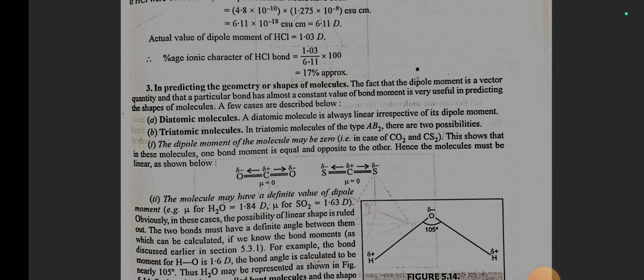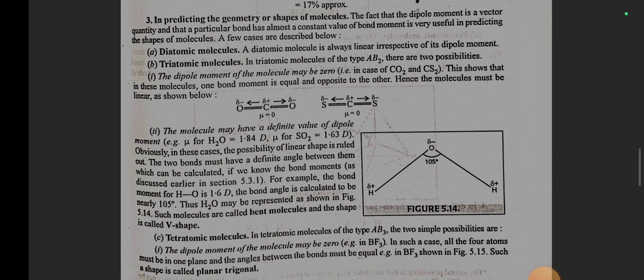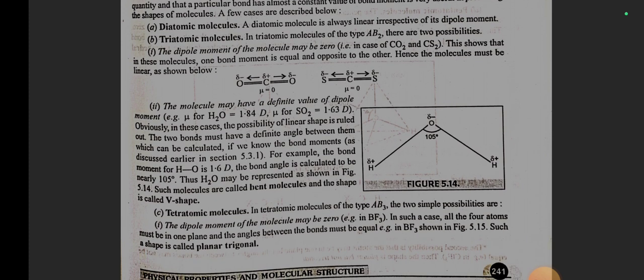B. Triatomic molecule. In a triatomic molecule of the type AB2, there are two possibilities. Number 1. The dipole moment of the molecule may be 0. This shows that in these molecules, one bond moment is equal and opposite to the other, hence the molecule must be linear. Number 2. The molecule may have a definite value of dipole moment. Obviously, in these cases, the possibility of a linear shape is ruled out. The two bonds must have a definite angle between them, which can be calculated.